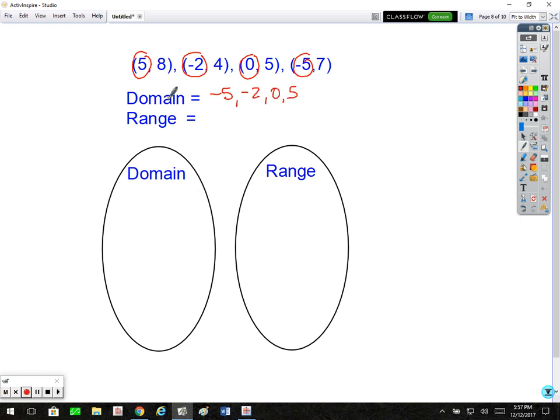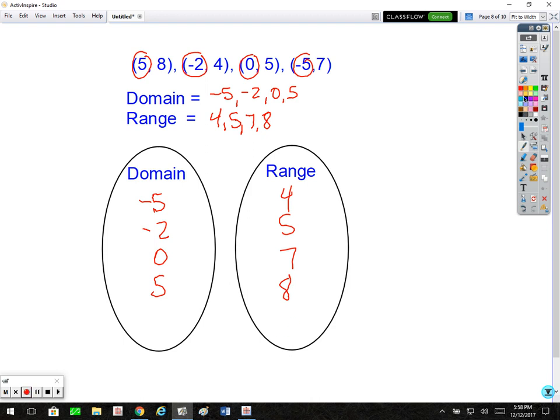Okay? You don't have to put them in order as far as the domain, range, and the oval, but I like to get them out of the way and put them in order. So we have 4, 5, 7, and 8. If we start writing these, negative 5, negative 2, 0, 5, all I did was take these numbers and bring them down here. Then the range is 4, 5, 7, and 8.